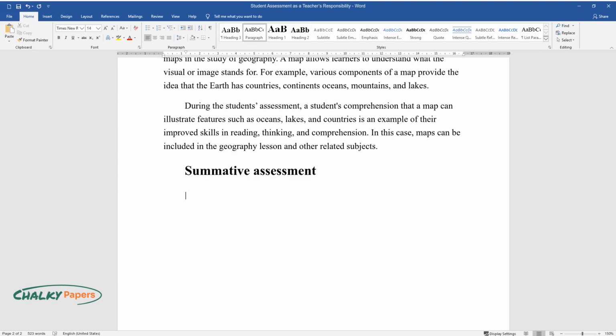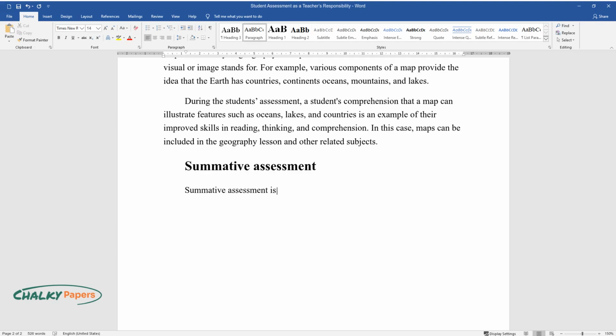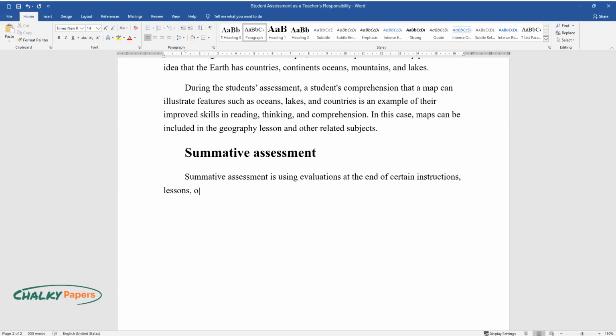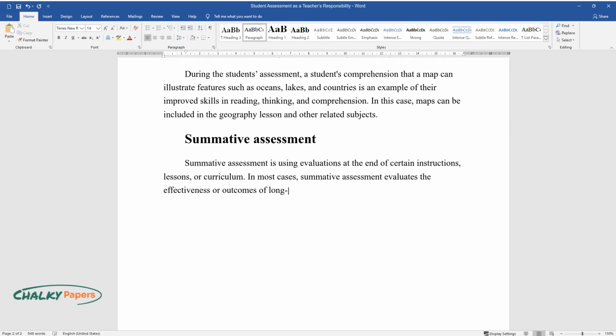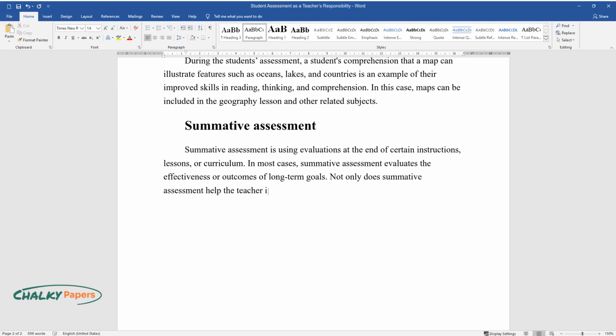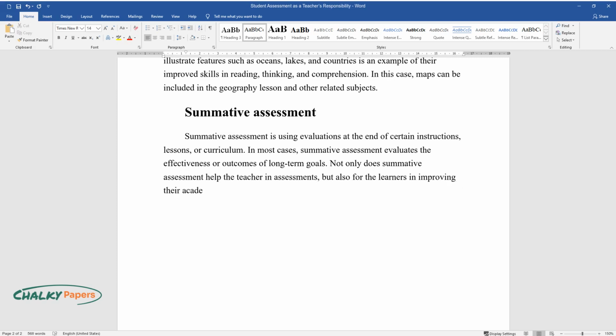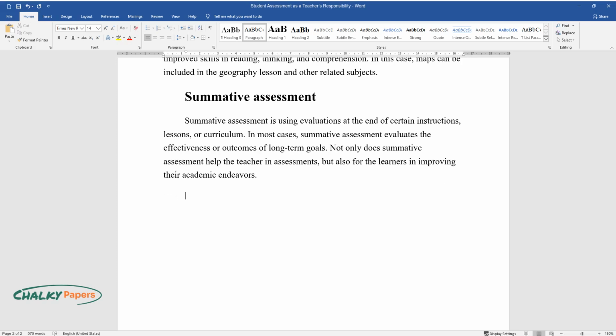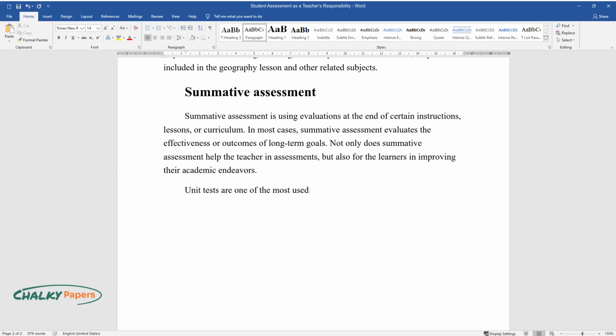Summative assessment. Summative assessment is using evaluations at the end of certain instructions, lessons, or curriculum. In most cases, summative assessment evaluates the effectiveness or outcomes of long-term goals. Not only does summative assessment help the teacher in assessments, but also the learners in improving their academic endeavors. Unit tests are one of the most used summative assessment techniques.